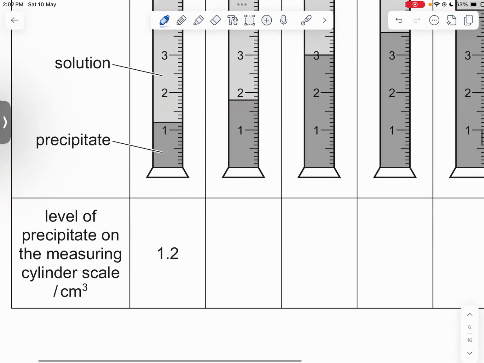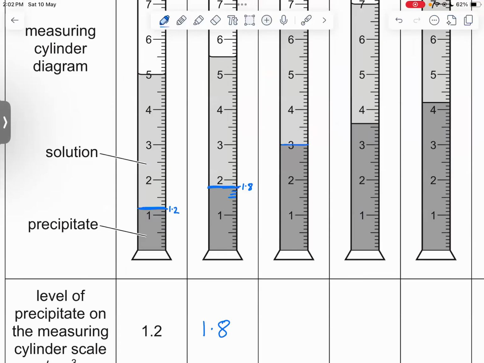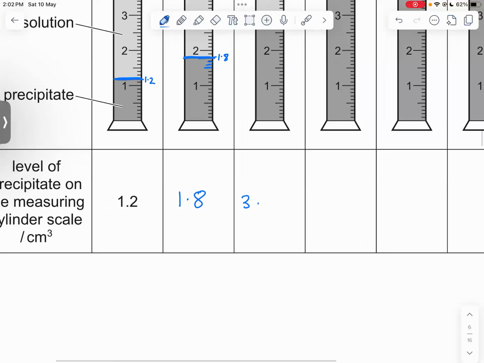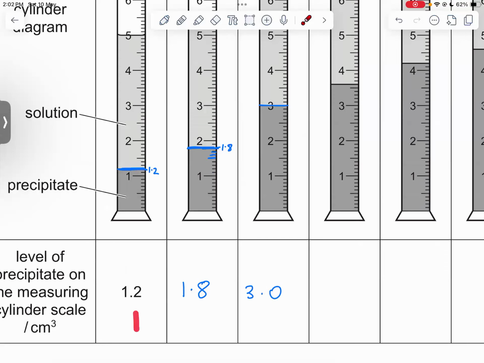So the first one, the level was 1.2, right? Now the level is 1.5, 1.6, 1.7, and this should be 1.8, right? So this value will be 1.8. Now this value is going to be exactly 3.0. The reason why I wrote 3.0 is because everything is written to one decimal place, so we have to continue to write to one decimal place.